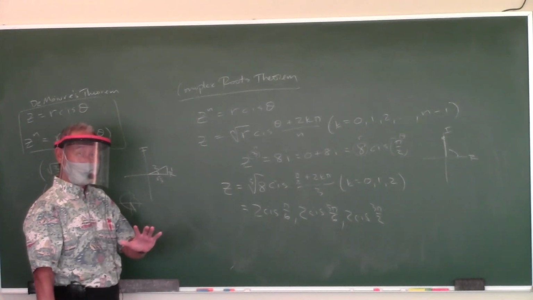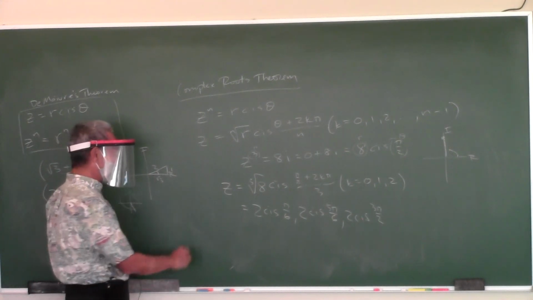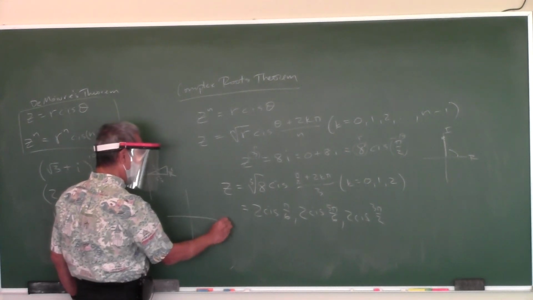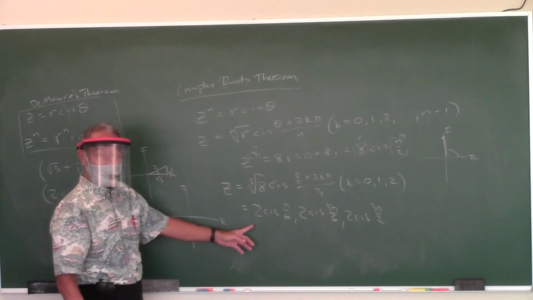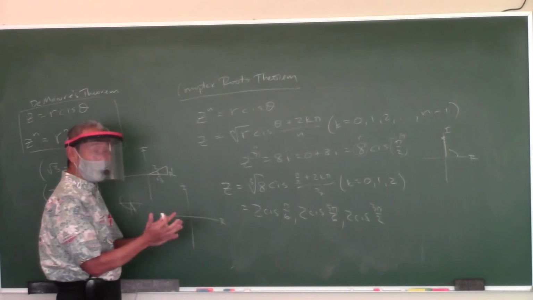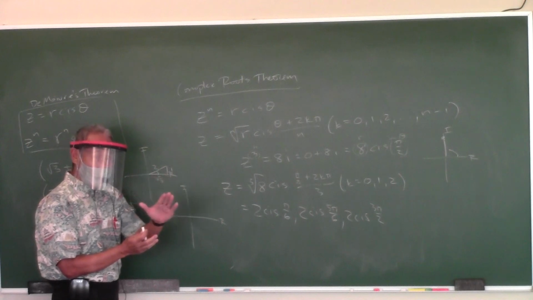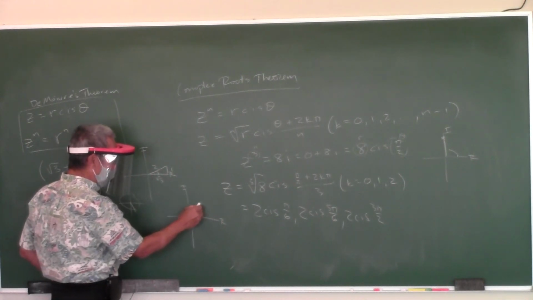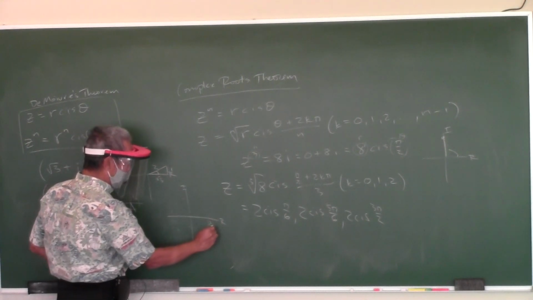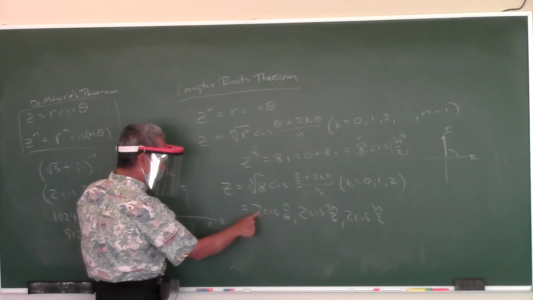Okay, but I want to show you something that can reduce the amount of work you have. Let's actually graph these 3 answers. Now remember, a complex number is a vector now. So what if I draw a circle of radius 2 here? How do you draw this vector? Well, it's going to be 2 units.